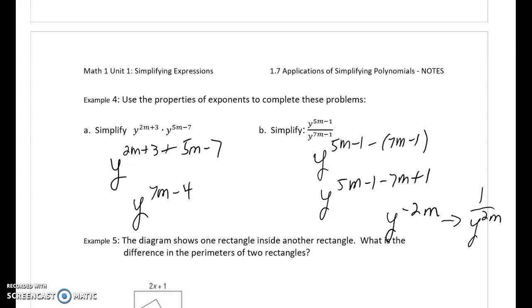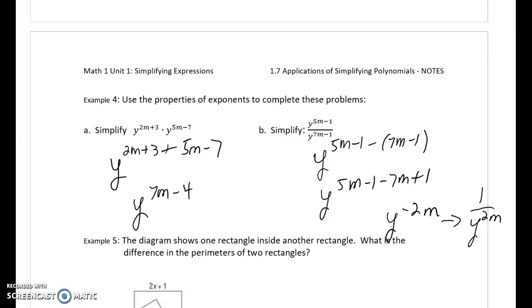Part B, we are doing a division. It's a quotient, so we're using the quotient rule, which means we're going to keep the base and subtract top minus bottom exponent. That's the rule that we learned earlier in this unit, that when we're dividing same base, we're going to keep the base for our answer and we're going to subtract top minus bottom exponent.